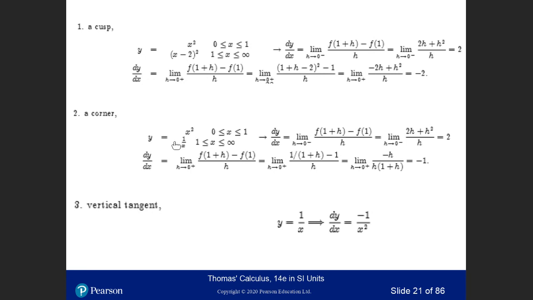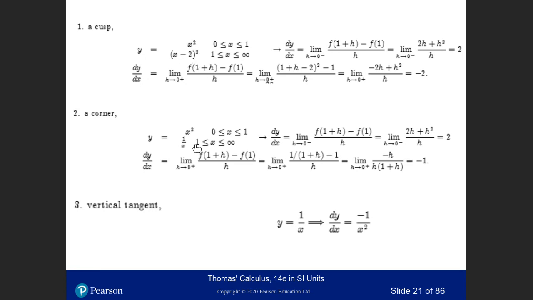Second is a corner. A corner, you know what a corner is. It could be a 90 degrees right angle between the two walls. So you have y is equal to x squared between 0 and 1, but afterwards, y is equal to 1 over x between 1 and infinity. Okay? So actually, this function is not differentiable, but it's continuous at this point because these have the same values at 1.